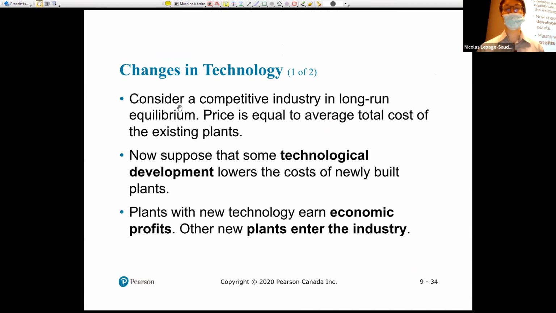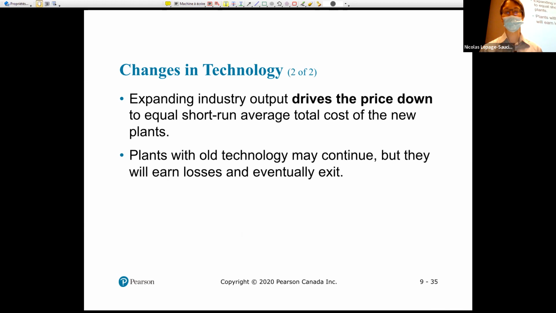So, changes in technology. If there's a change in technology, then the price is equal to the average total cost of existing plants. But suppose there's some technological development that lowers the cost of newly built plants, then plants with new technology earn economic profits. And so other new plants will enter the industry with this new profit. And so the only chance for older firms is to actually copy them or try to imitate them.